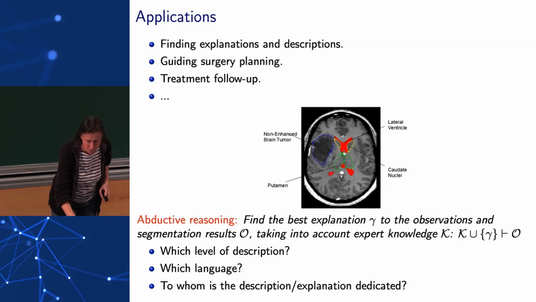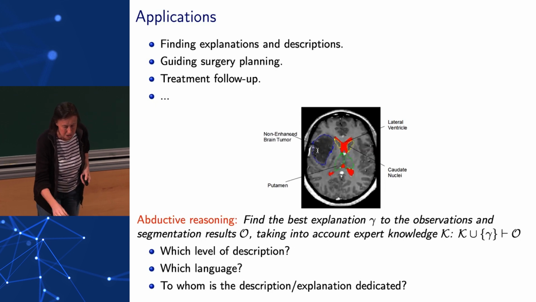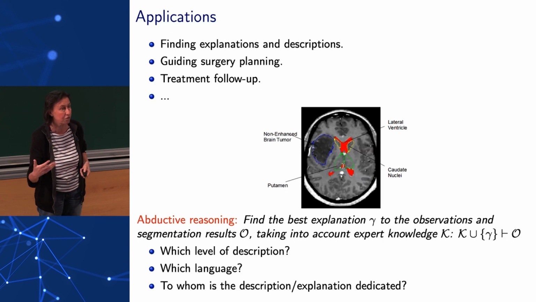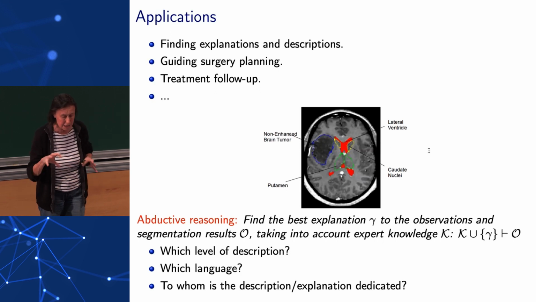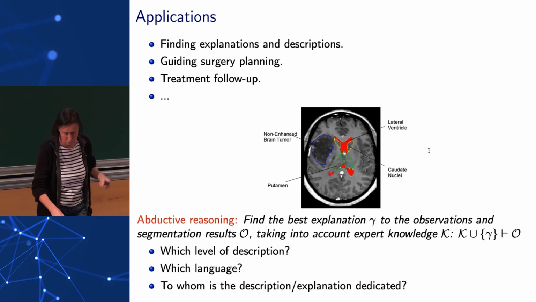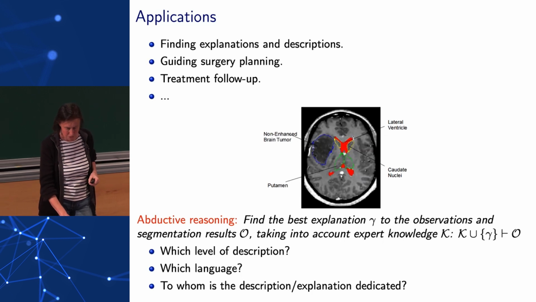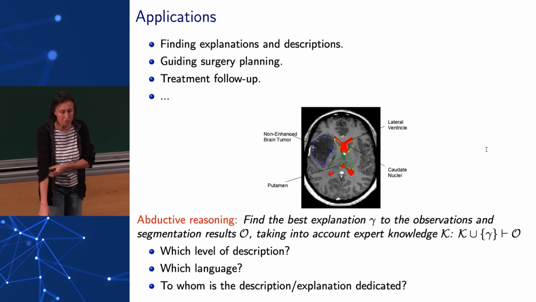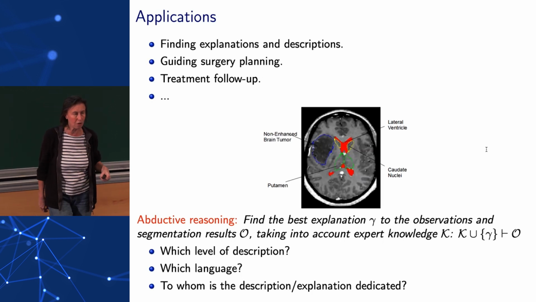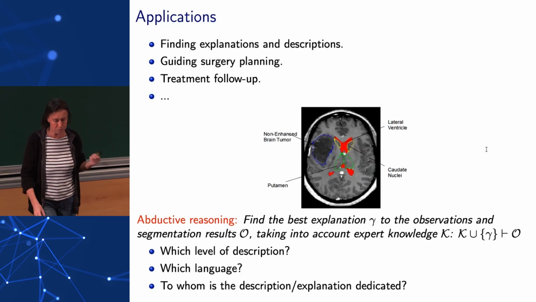So for instance, here we could describe this as an image with a tumor which is non-enhanced and has a small deformation effect of the other object. So all this can be inferred from the knowledge we have and from the description, the result of the segmentation and result of recognition. We can also use this type of results to plan a surgery, for instance, to help planning a surgery, or for treatment follow-up, etc.